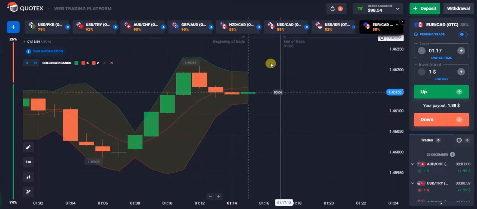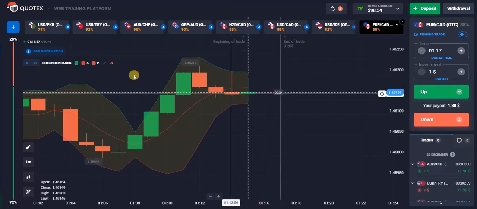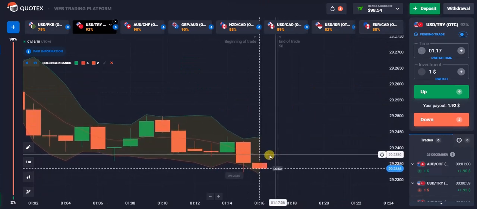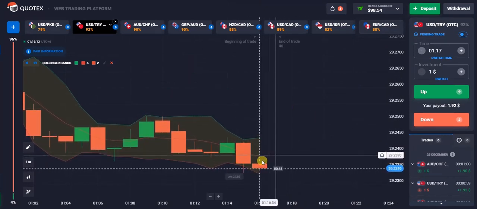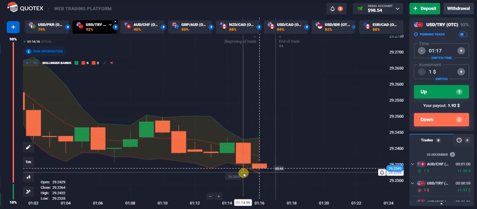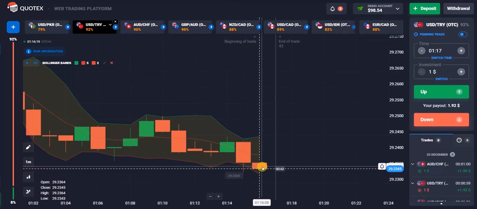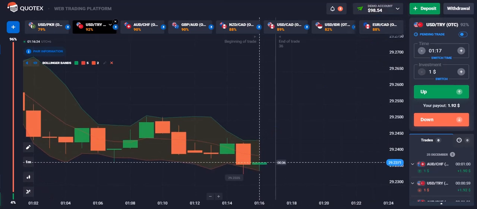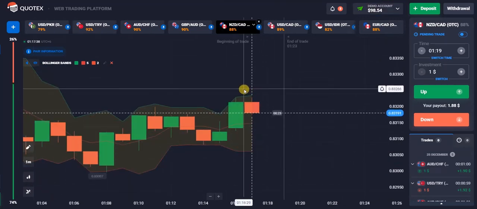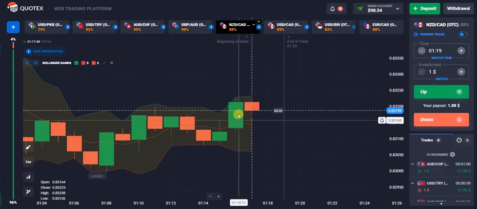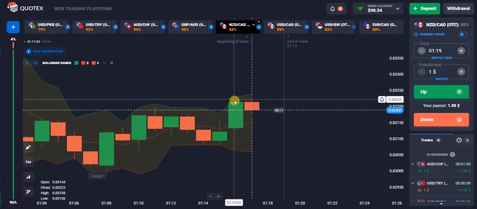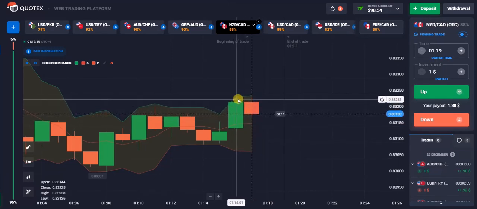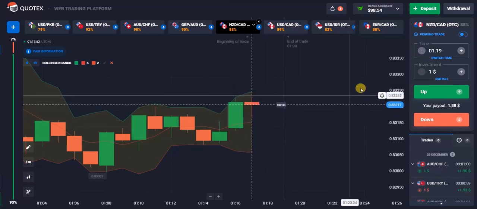I'm gonna pause the video right now, and once I find a setup I'll get back. Okay, so here is a possibility of getting a trade. This red candle has touched the bottom line, so if this becomes a green candle, we're gonna take an up call. Found an opportunity right here. As you can see, this green candle has almost touched it. Will it touch this line or not? I don't think it would, so we're gonna skip it.